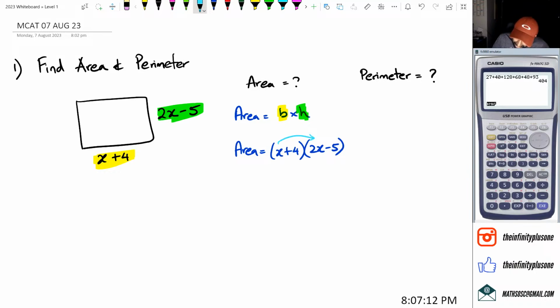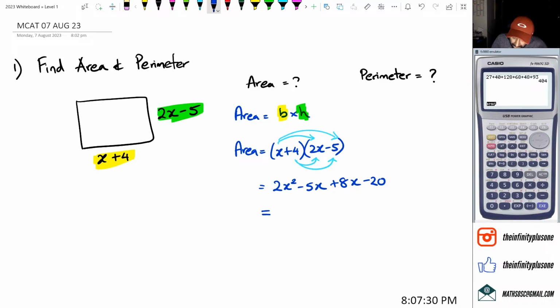So I'm going to treat this as a normal quadratic expansion, which means I've got 2x squared minus 5x, and then I've got my insides and outsides, whatever you want to call them. I've got plus 8x minus 20.